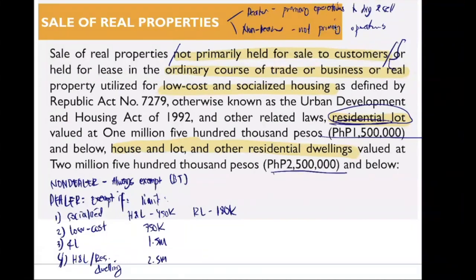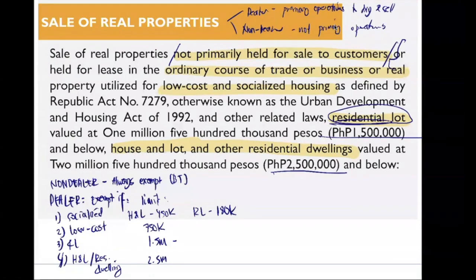So here, although if you are a dealer, you are exempt when these are what you sold, it is subject to limits. So if you sell socialized housing, you have limits. Low-cost housing, limit. Residential lot, limit. House and lot, residential dwelling, also has a limit.